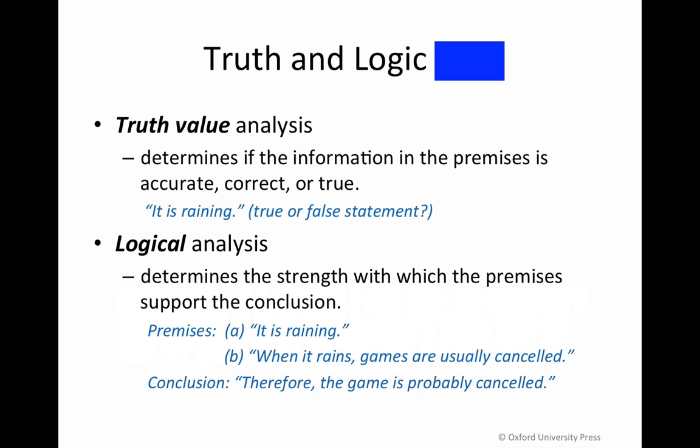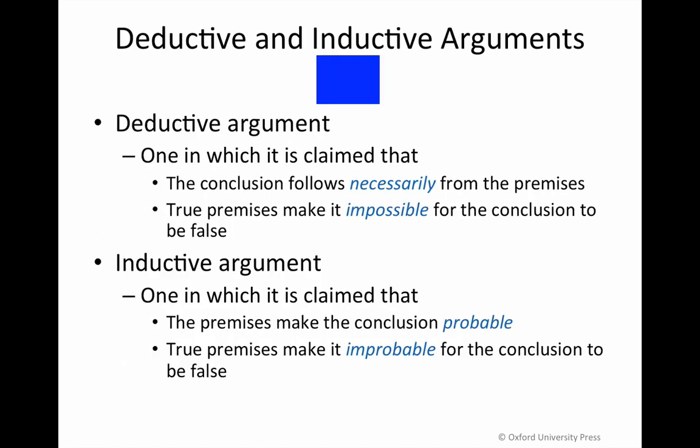In this example, it is raining. When it rains, games are usually canceled. Therefore, the game is probably canceled. Here, we're looking to see whether or not the sentence, the game is probably canceled, is adequately supported. In other words, is it true based on what the premises tell us? So we're really talking about inferential truth, not factual truth.